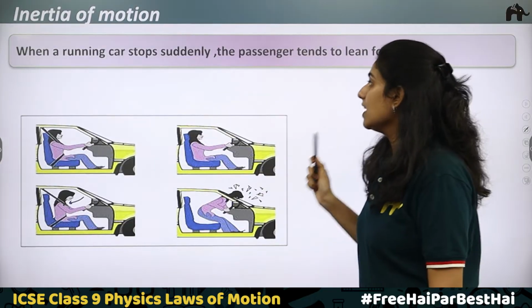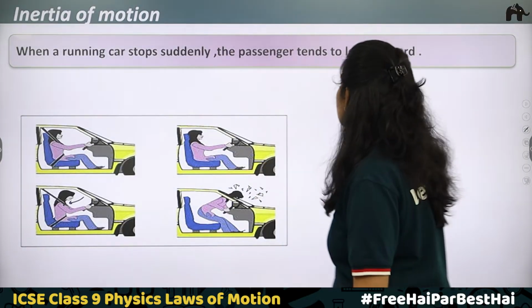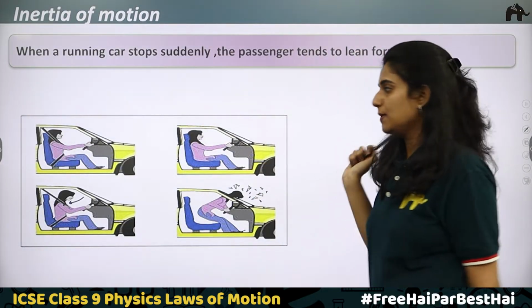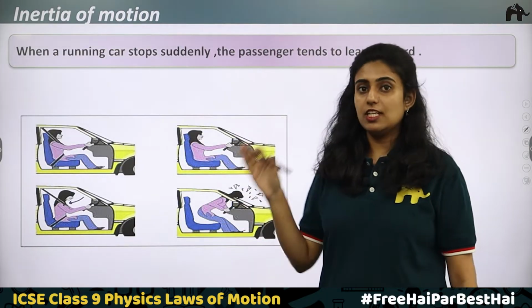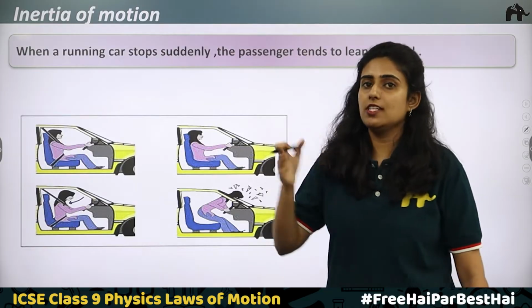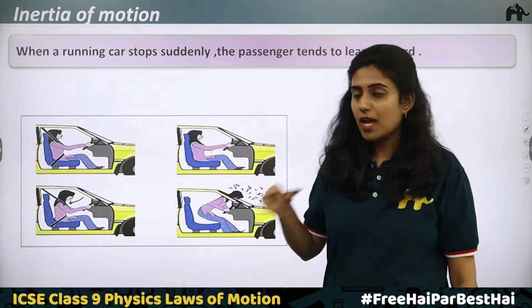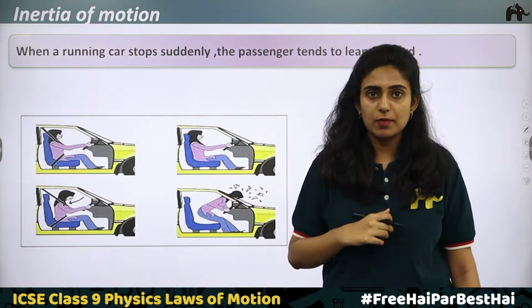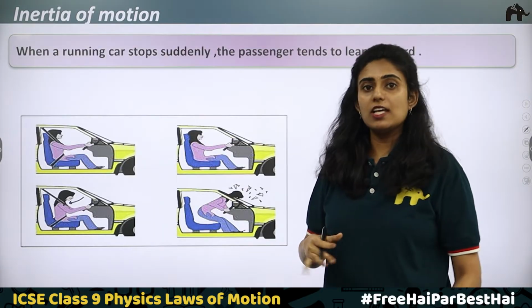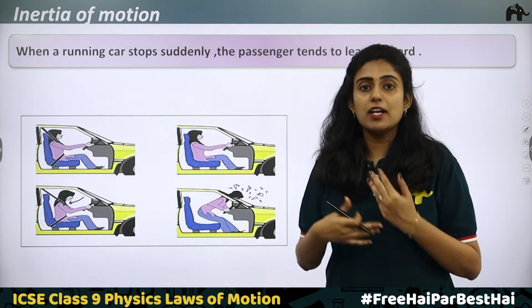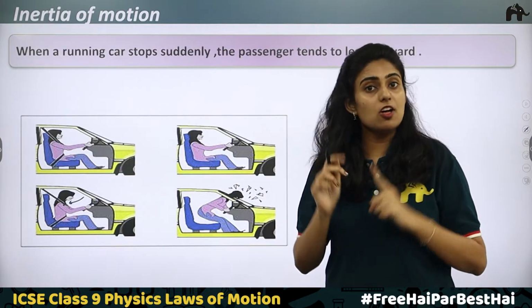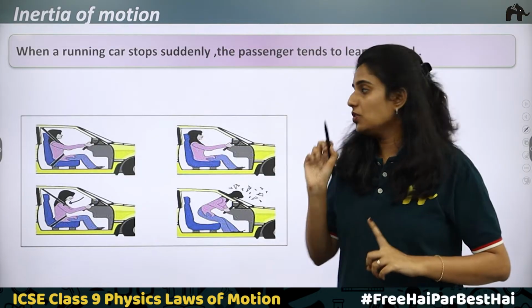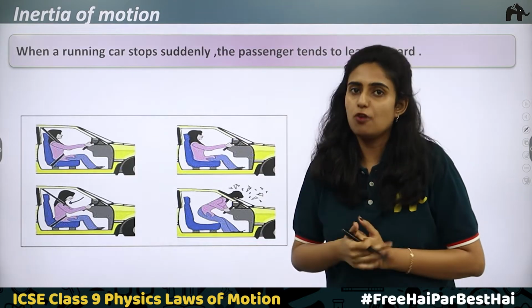Third example, when a running car stops suddenly, the passengers tend to lean forward. Have you experienced this? You are moving in a car. Suddenly when the car stops, initially the car is in motion, your body is in motion. Suddenly when brakes are applied and the car stops, what happens? Lower part of the body will come to rest, but the upper part of the body will have a tendency to continue in state of motion because of inertia of motion, and due to this reason you will lean forward.